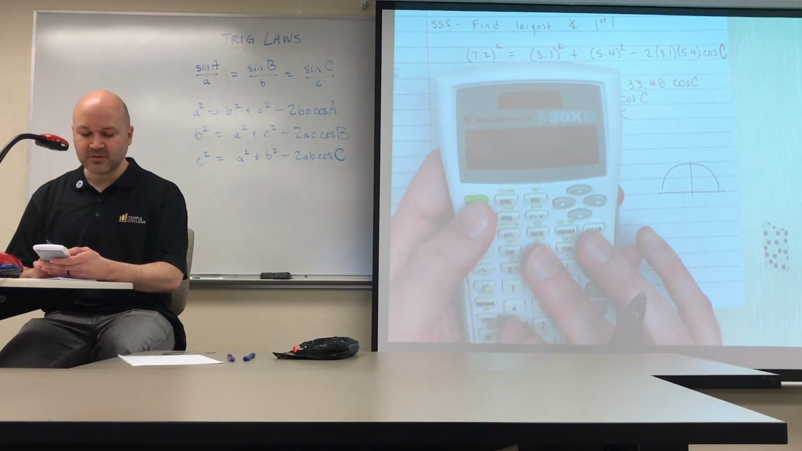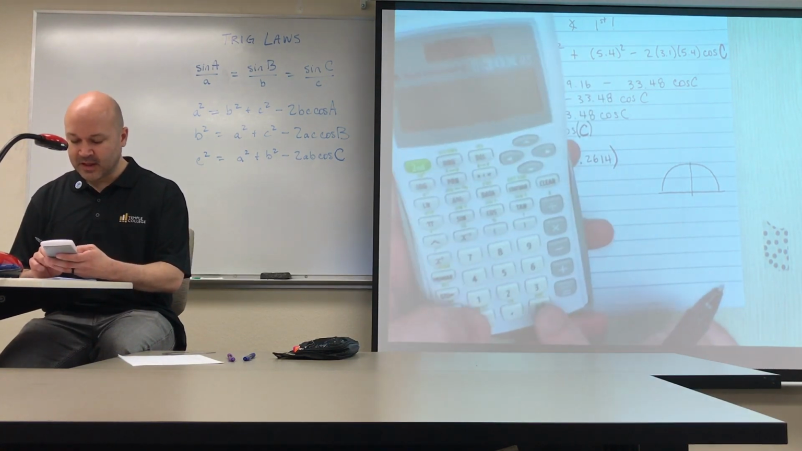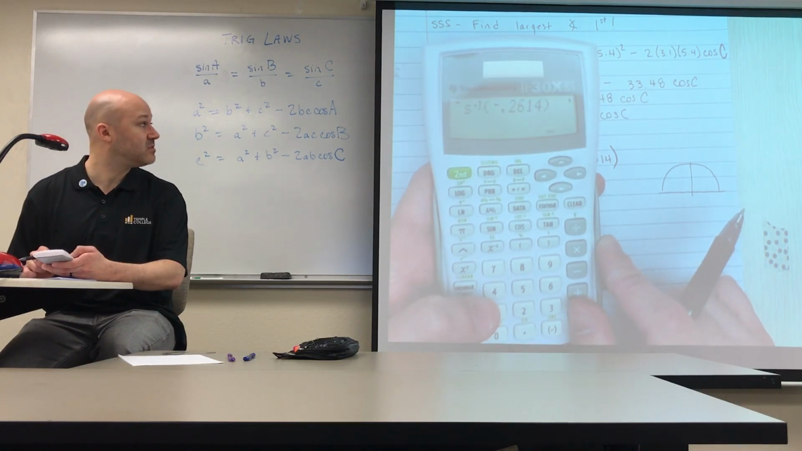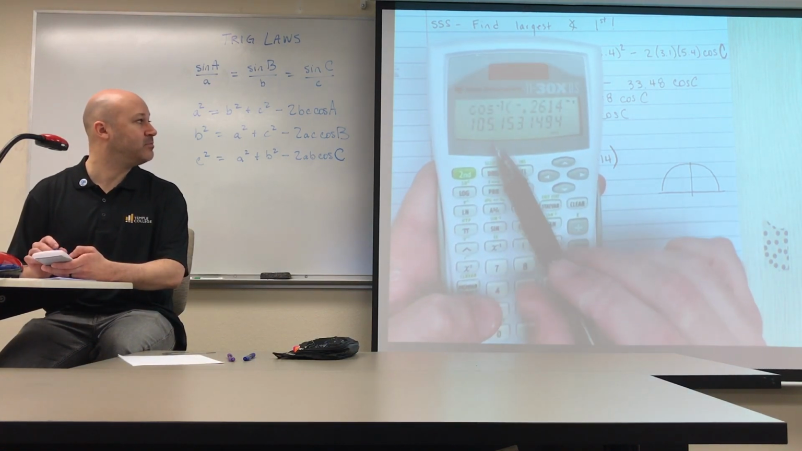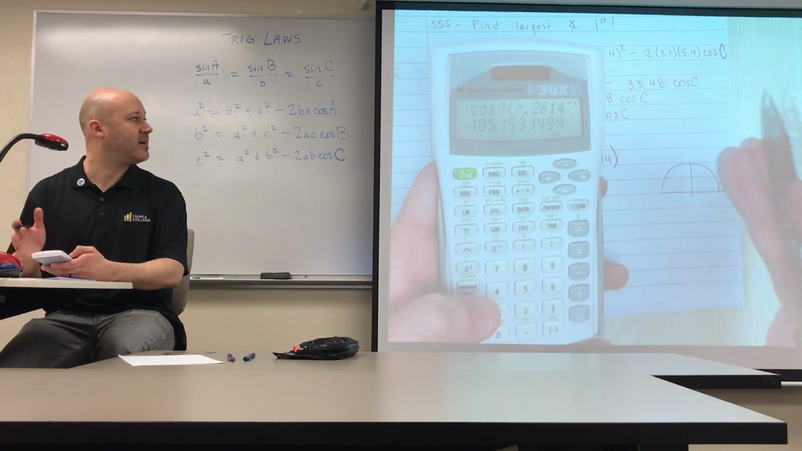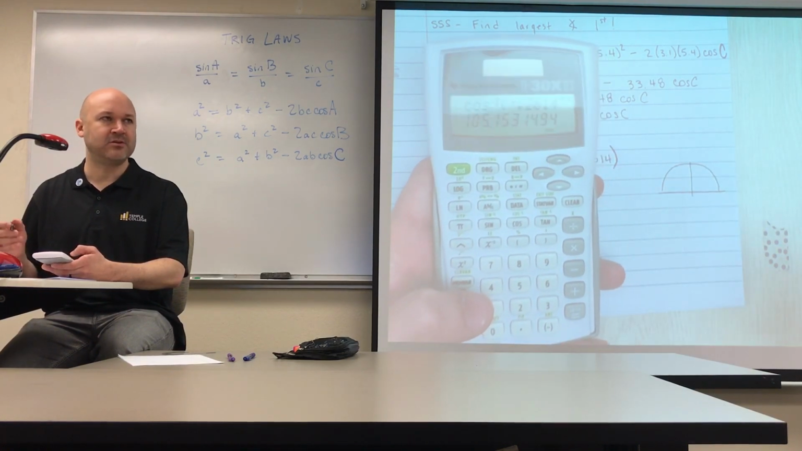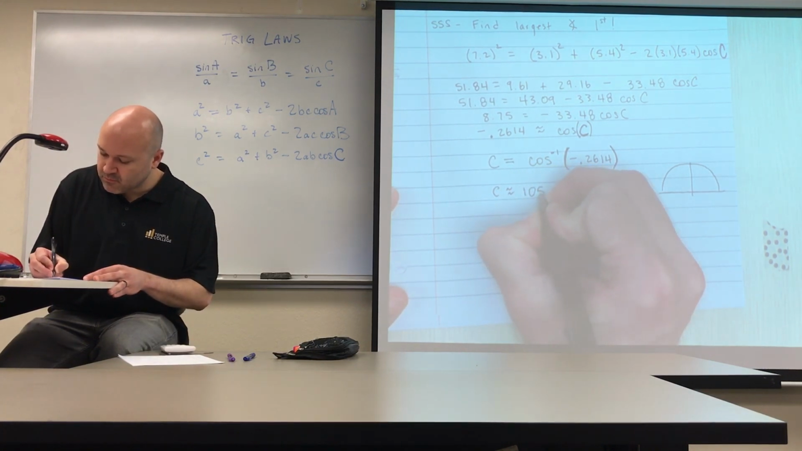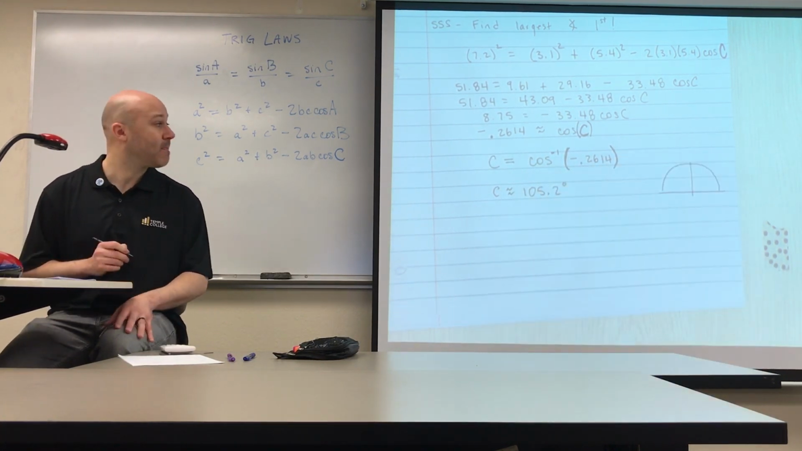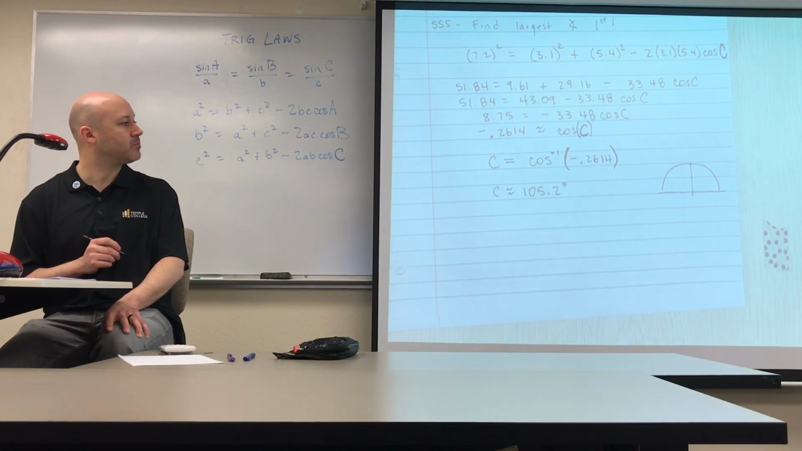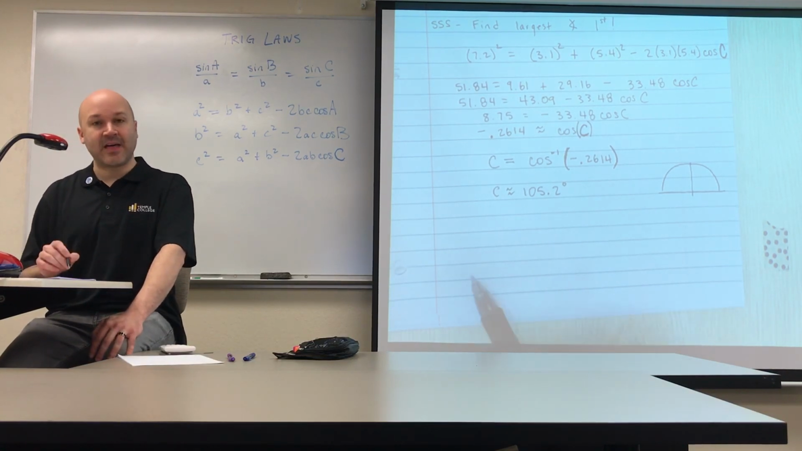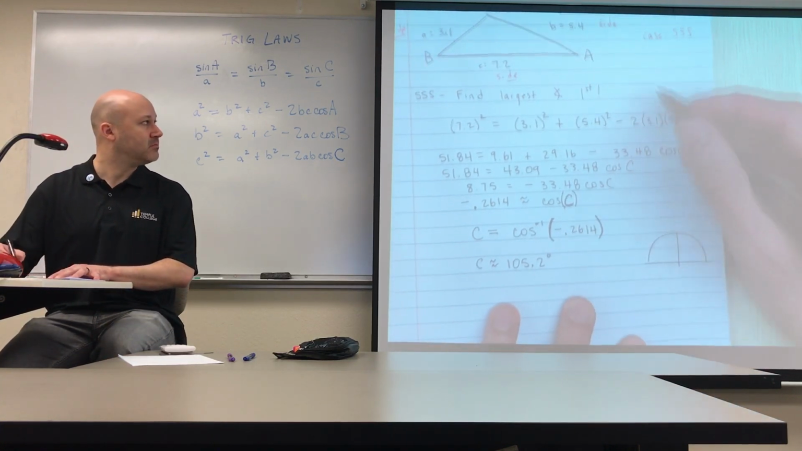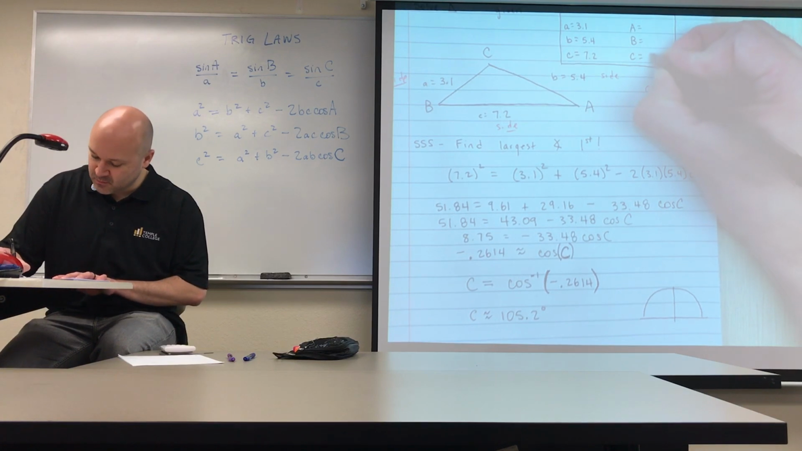I'm just going to hit inverse cosine on my calculator, negative 0.2614-ish. And then, yeah, I get the obtuse angle, 105, I'm going to round that, 105.2 degrees. Perfect. So I found that first angle, 105.2 degrees. I'm going to go ahead and put that in my little box over here.